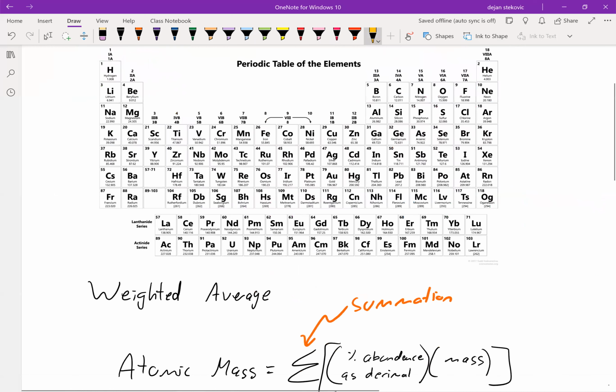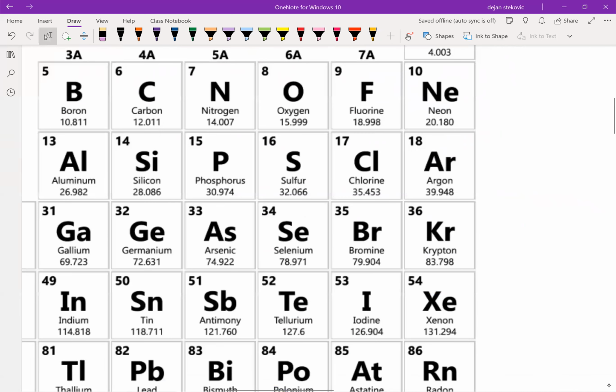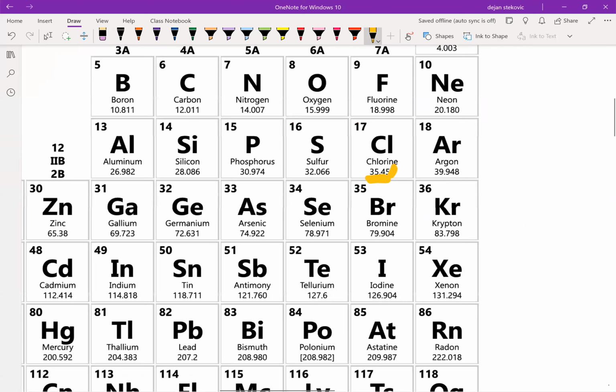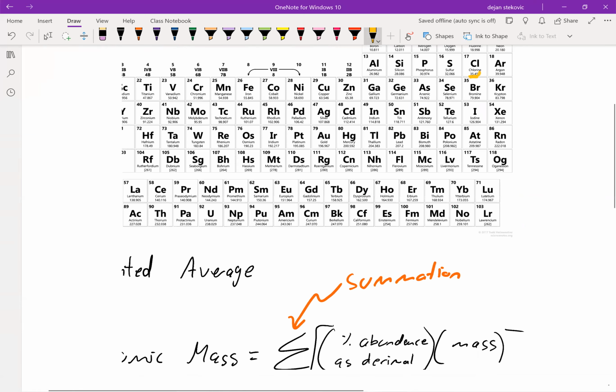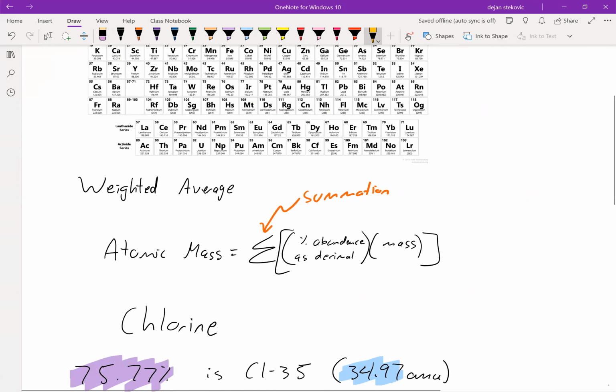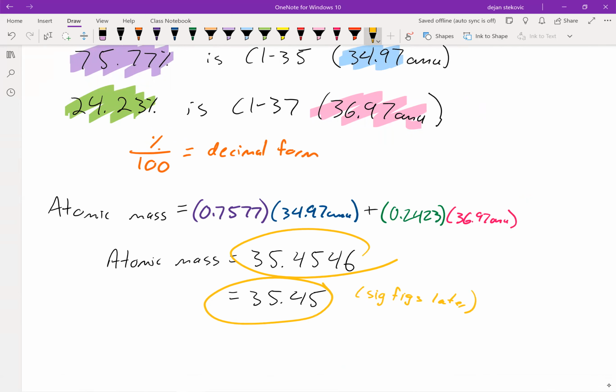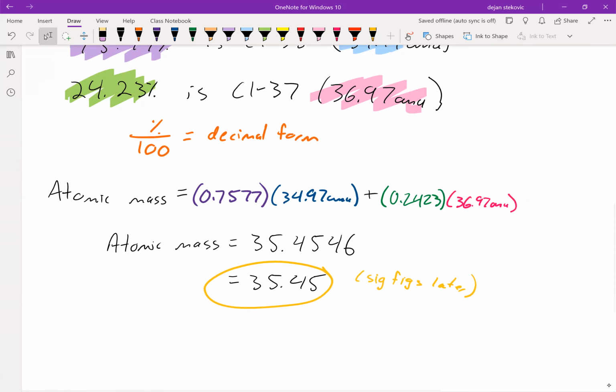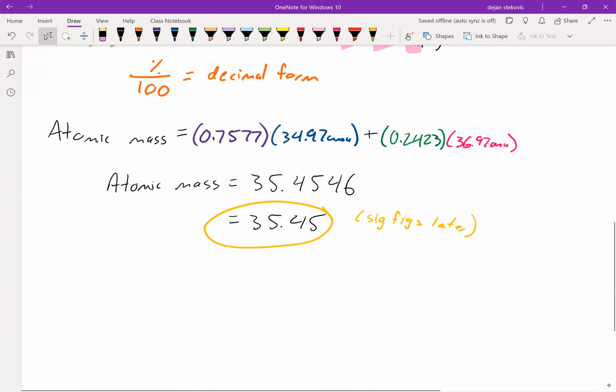And then if we check our periodic table for chlorine, we see 35.45, right? We didn't calculate this last number. We only have 4 sig figs. We'll learn about that later. Don't worry about it for now. If you'd like, you can just write out your answers to as many digits as your calculator shows. And so that's how we calculate the average atomic mass.